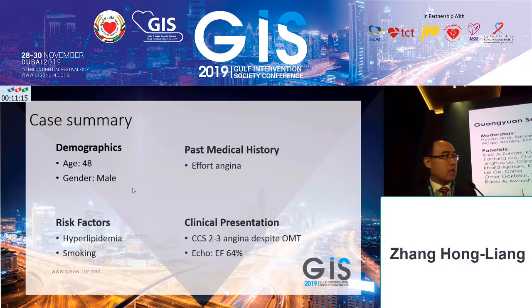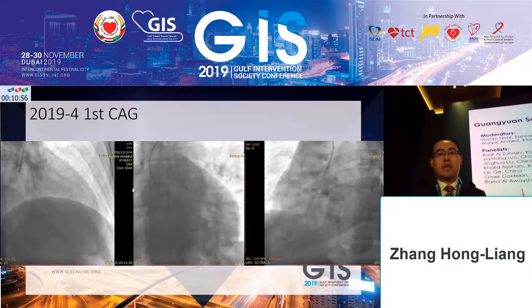Now come to the patient. This is a 48-year-old gentleman. He presented with angina for about 2 years, and it had worsened for about 2 months. He is a smoker and had hyperlipidemia. A physical examination and routine tests showed nothing abnormal.